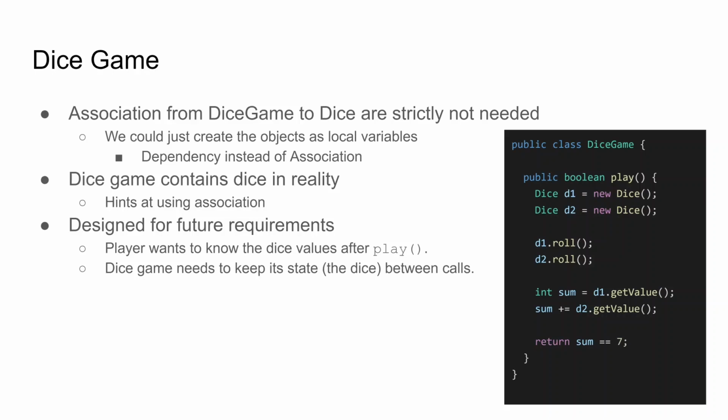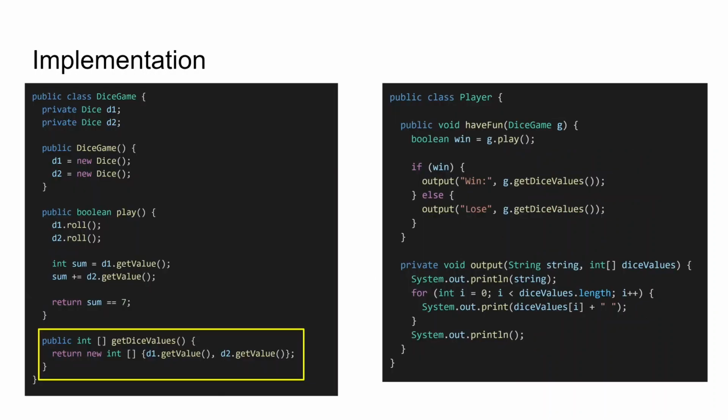So what if we want to know the value of the dice we rolled at a later stage? These values are lost if we use them as local variables here. We don't know the sum really. We just know if we won or not. And maybe this is something that we would like to know. This means that the dice game needs to keep its state. It needs to know about the dice between calls, so that we can add another method to get the dice values. So we can imagine that the player is not happy. He does not just want to know if he won or lost.